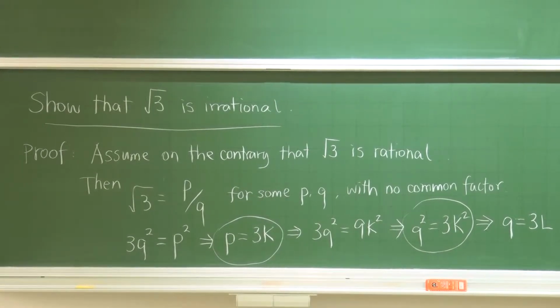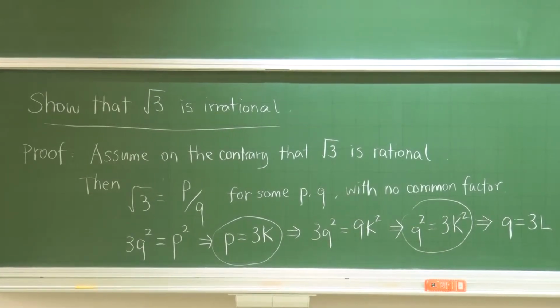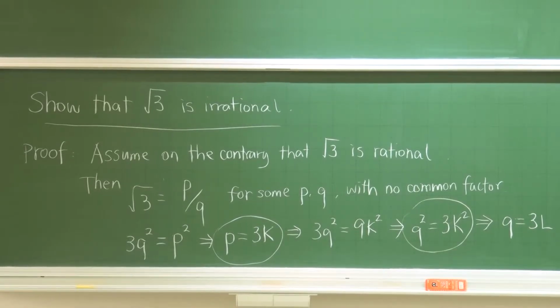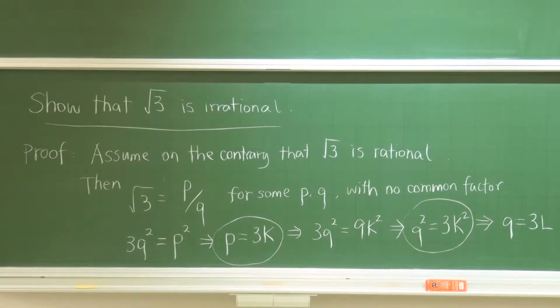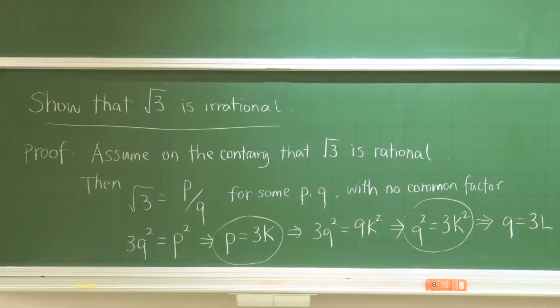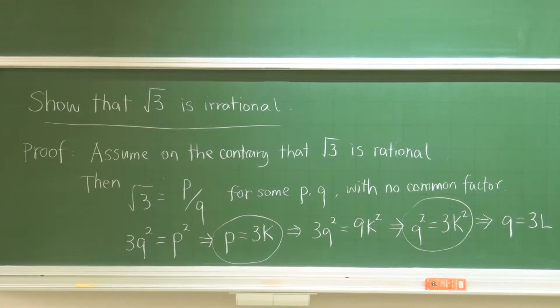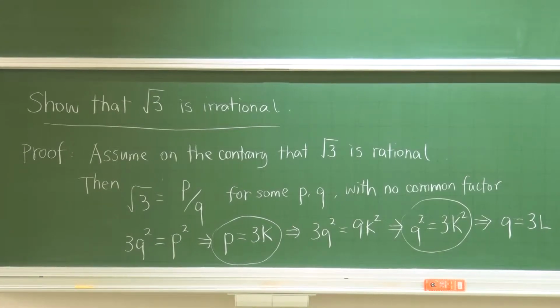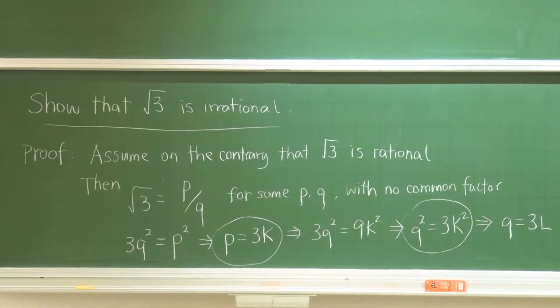Where is the contradiction? No common factor. Very good. No common factor and have common factor. At the same time, we are saying that p and q have a common factor, and we are also saying that they do not have any common factor. These two contradict each other. So we get a contradiction. Once we get a contradiction, proof by contradiction, this strategy works. So we will know that the first assumption at the very beginning has to be wrong.